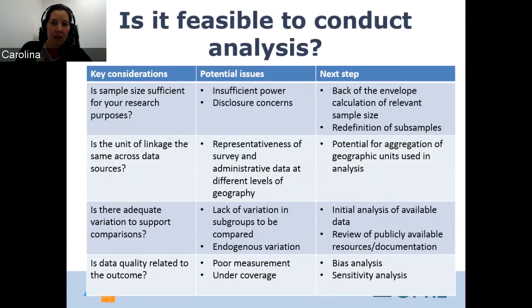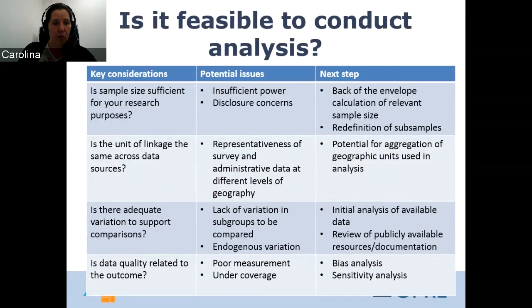Some of the ways that you can address this, or at least understand the issue better, is to do a back of the envelope calculation of the relevant sample size. This is something that Rupa guided you through in the first session with the example of CCDF in Pennsylvania. Or you could redefine your subsample. So in the case of a single state, you may want to combine different states, or in the case of, for instance, children who are only infants and toddlers, you may want to expand the age range, or any of those different analytic considerations.